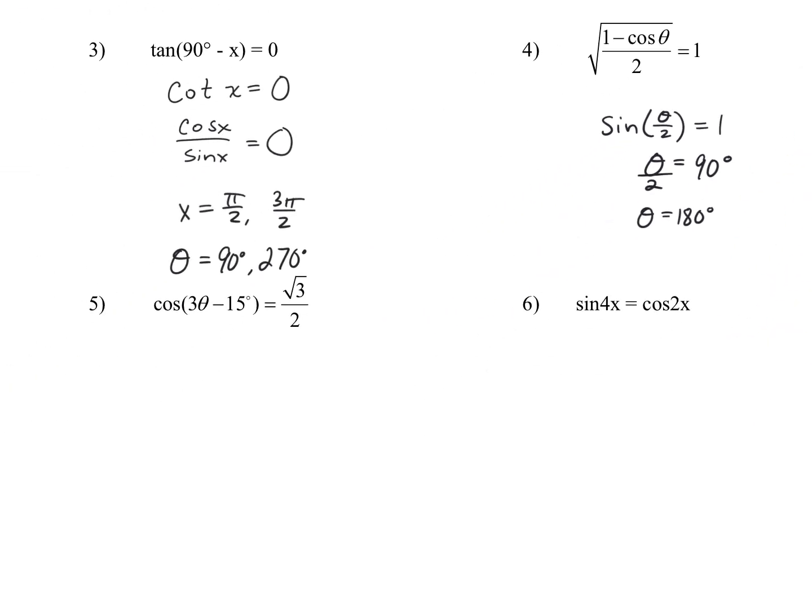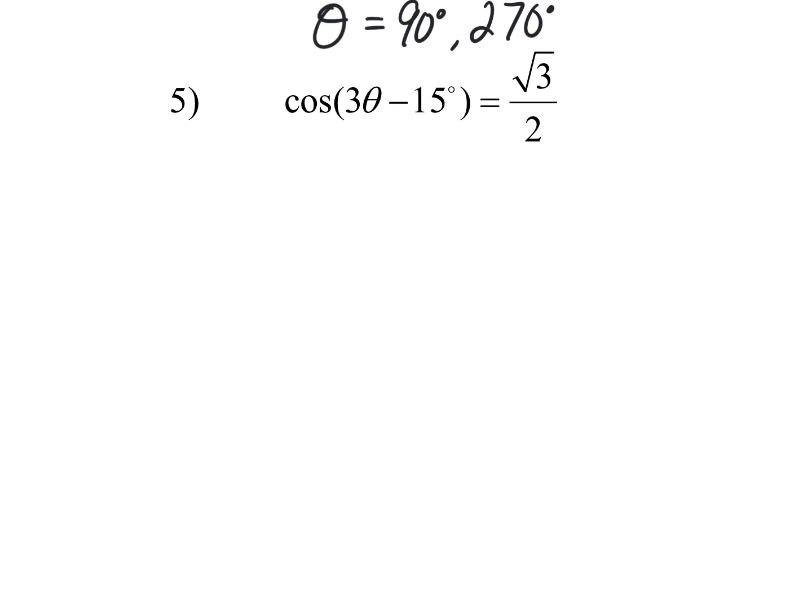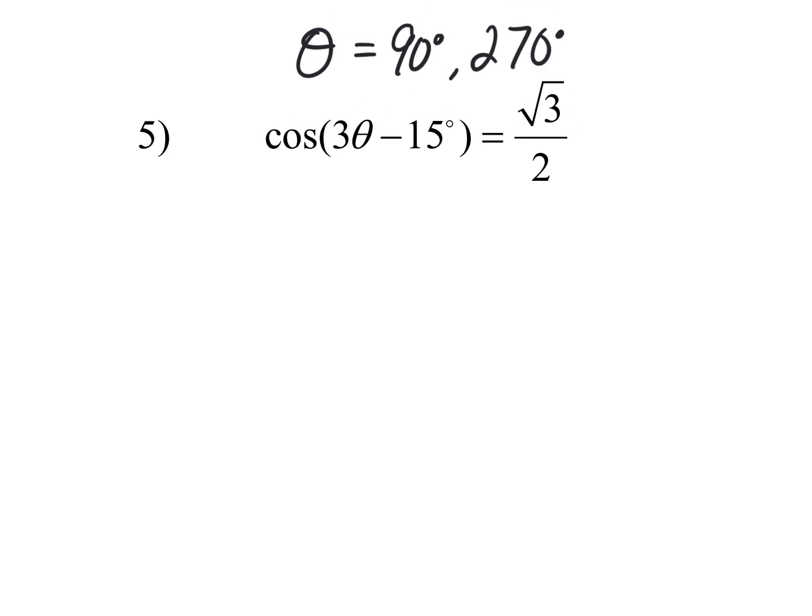All right, we're going to keep moving along here. Number 5 is a little different. We have that 3 theta inside our parentheses. That's something that we don't see quite as often. Usually we only have 2. So maybe our instinct here is we're going to end up with a few more answers than we usually see. But luckily, this is a cosine problem, and it is a cosine set equal to a unit circle value.